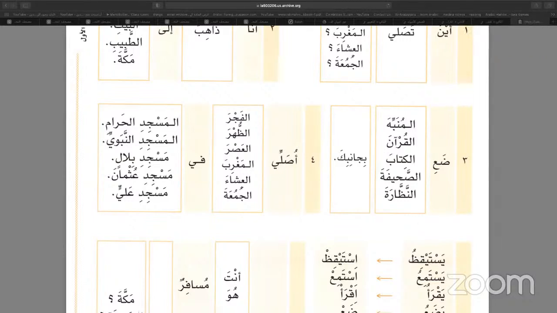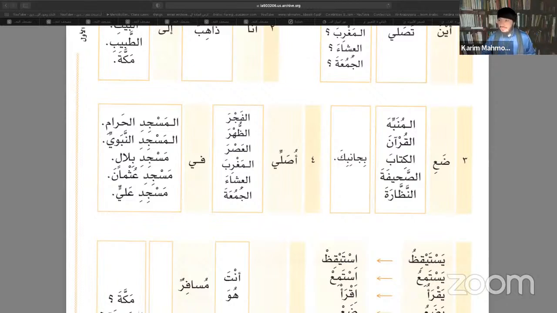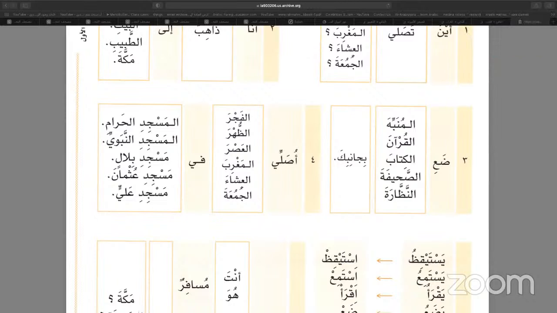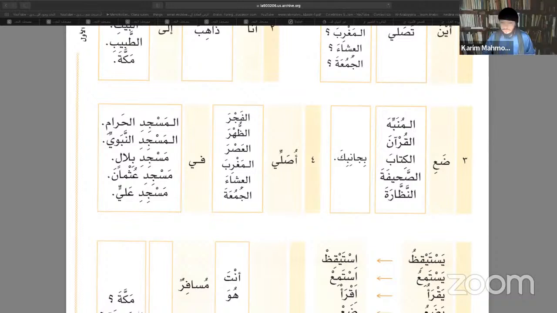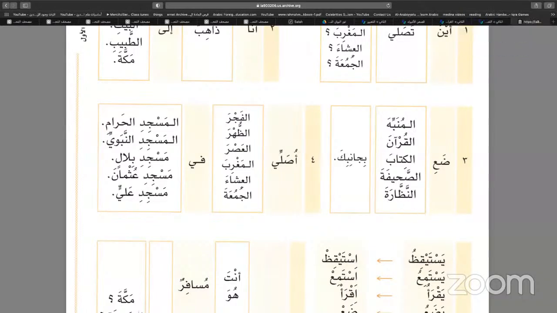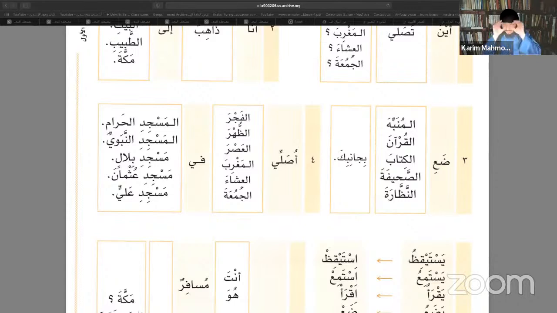ضعي النظارة بجانبك. ضعي means put. النظارة means envelope. النظارة means envelope. النظارة means glasses.